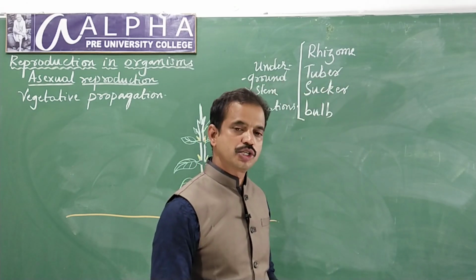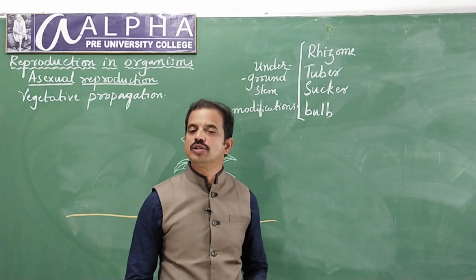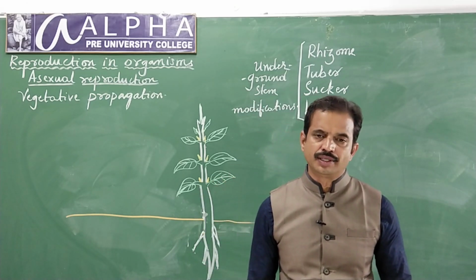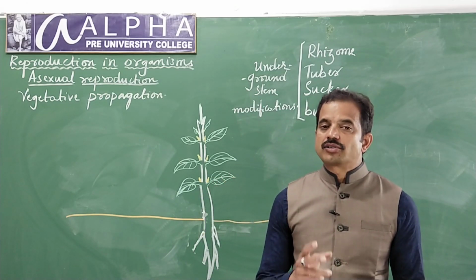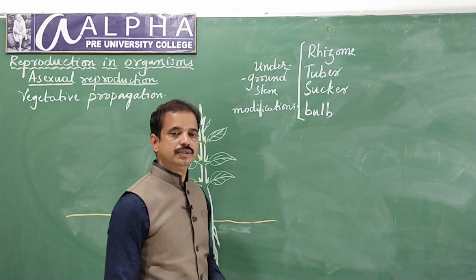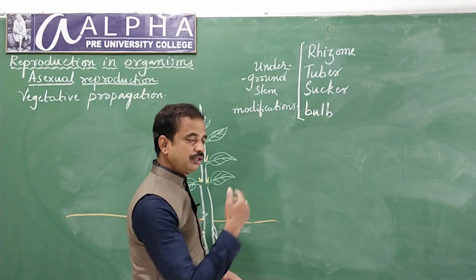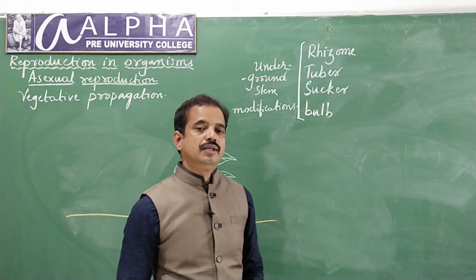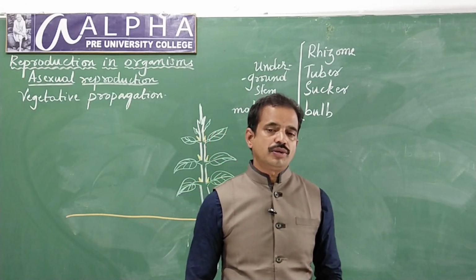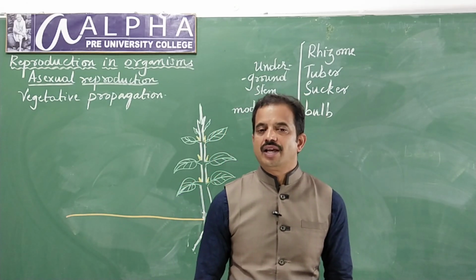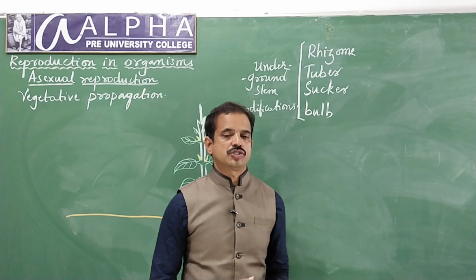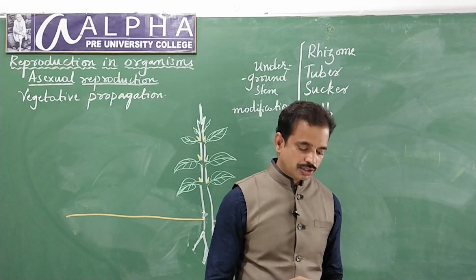I was discussing asexual reproduction in plants, and I had told you that asexual reproduction in plants is also called vegetative propagation. In my previous class, I had considered examples like rhizome, tuber, sucker and bulb, and I even gave you examples of plants in which the rhizome acts as a vegetative propagule. Students, apart from these examples, we have some more examples to consider as per the content of your textbook.